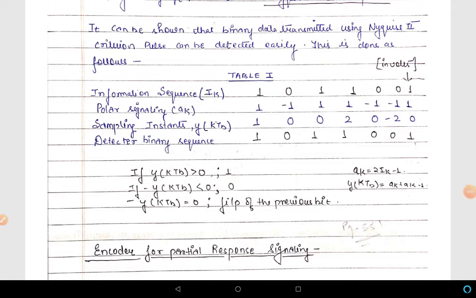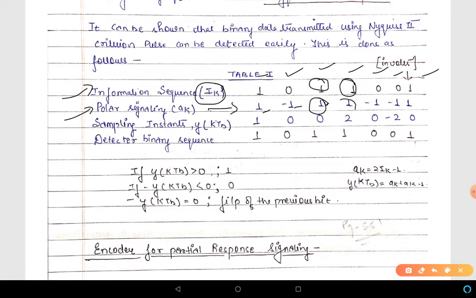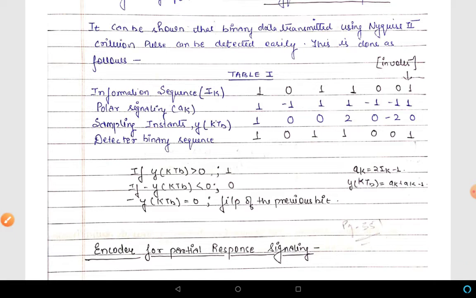So to explain this further, let us consider a sequence of information bits, that is I_K: 1 0 1 1 0 0 1, which is to be transmitted. Then I do polar signaling, that is 1 is represented by 1 volt. This is an information bit and this is the signal in voltage level. This is 1, minus 1, because it is polar. This 1 is represented by 1 volt, this 1 is represented by 1 volt, and so on.